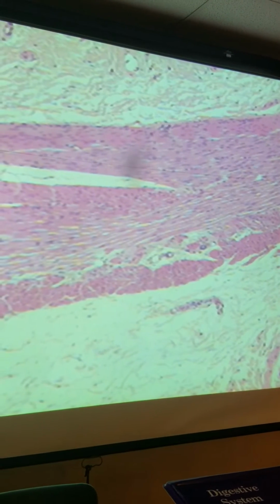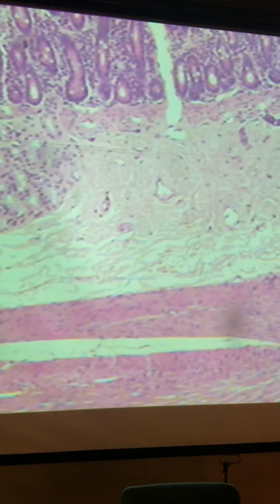So the small intestine isn't that difficult. The gastric slide would look a little different with gastric pits. And I'm going to switch to the pancreas.